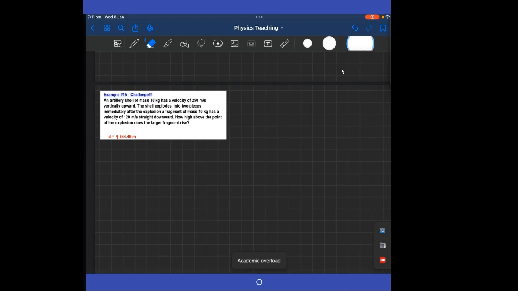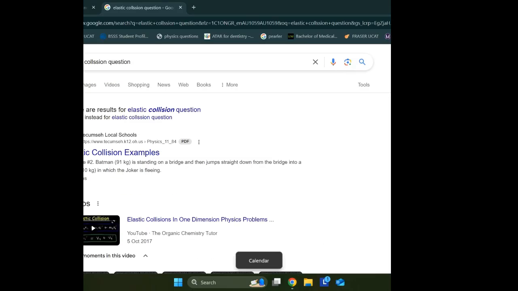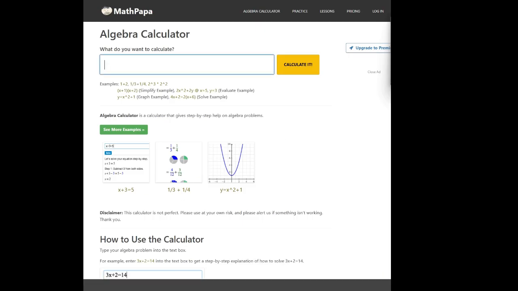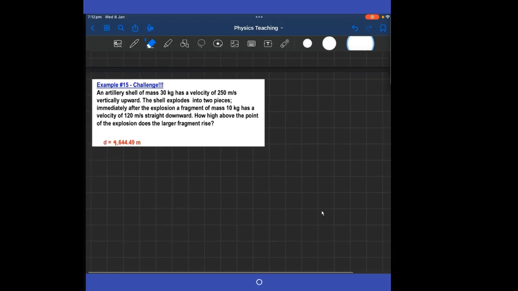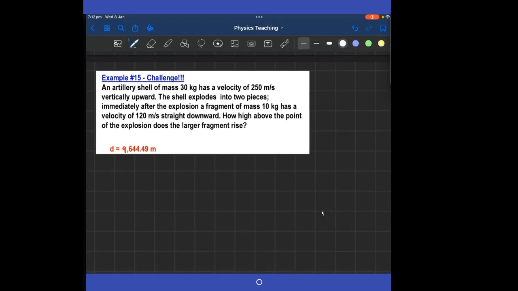Alright, cool. So now we're gonna quickly move on to our second question, which is going to be this one here. So let's read it out. We see that we have an artillery shell at this velocity, 2 pieces. So we start off with 1 piece, and now we have 2 pieces. So obviously it's going to be an inelastic collision, because we had 1 and now we have 2, so it's changed, therefore inelastic.